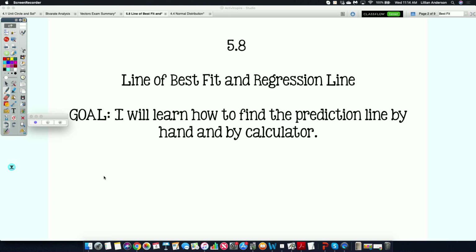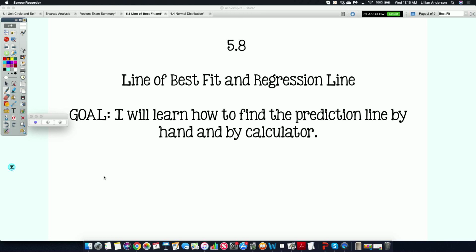We're going to be talking about line of best fit and regression line. This is like the last little bit of the statistics part, the statistical applications part that you guys will learn about. So you're going to learn how to find the prediction line, by hand and also by your calculator.